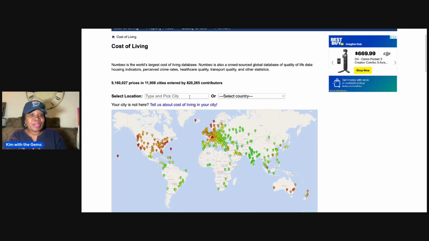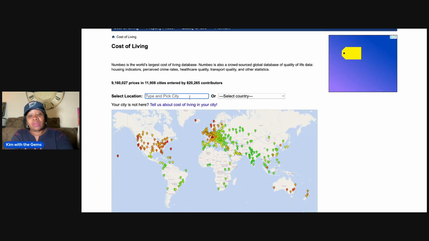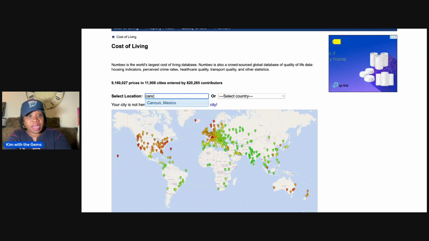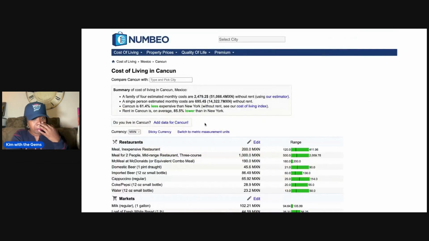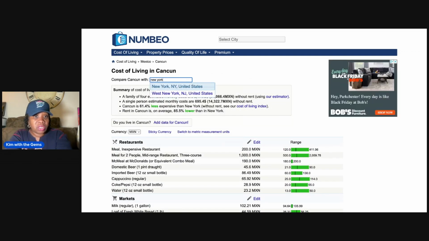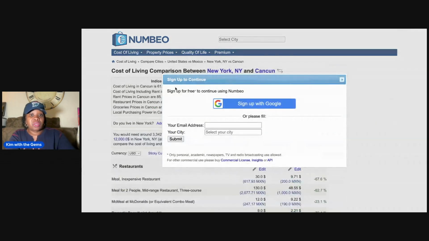So we are going to select, where did I say? I'm going to do Cancun, right? So we're going to do Cancun, Mexico. And we're going to compare it with, let's just do New York to start, right? So we're going to do New York.